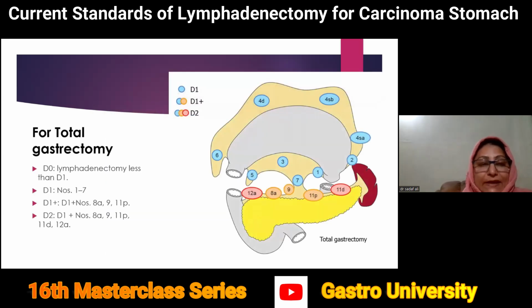What is different at different sites of the tumor is when you're planning a D2 gastrectomy for a different level of gastrectomy. For a total gastrectomy for a tumor somewhere in between, all the D1 stations, which are in blue, have to go away. So all 1 to 6 goes away in a total gastrectomy. In D1 plus, you have to add station 7, plus 8A, 9, and 11P, which is in the orange color over here. And in D2, you add in the total gastrectomy the 11D and the 12A.